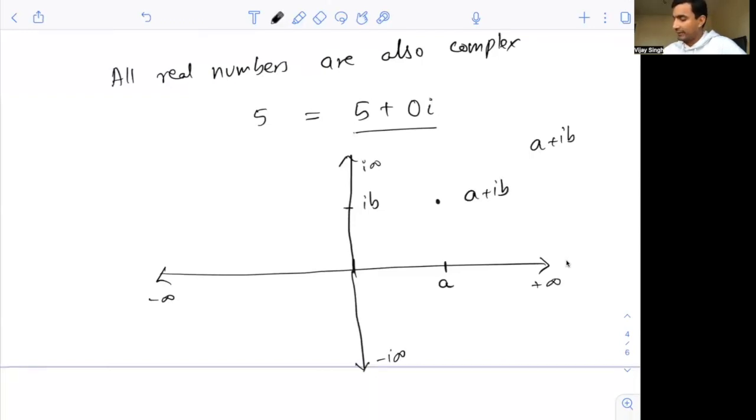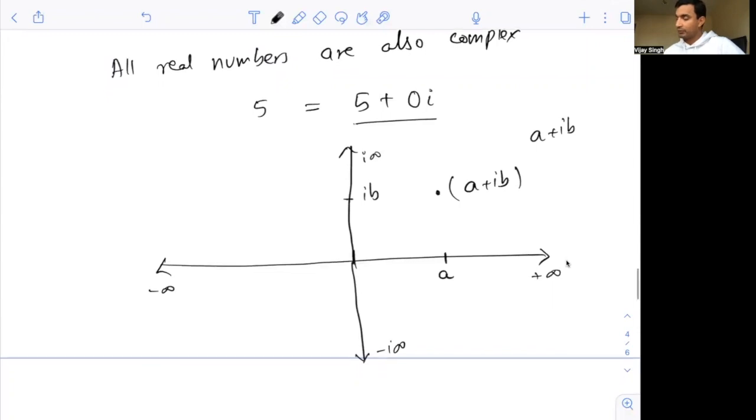Okay, so real numbers are represented on a line, complex numbers are represented on a plane, where purely real numbers are represented along the x-axis and purely imaginary numbers are represented along the y-axis. But the combination of a real and an imaginary number, which is a complex number, will be represented as a point on this plane. Okay, so this is an overview of different types of numbers.